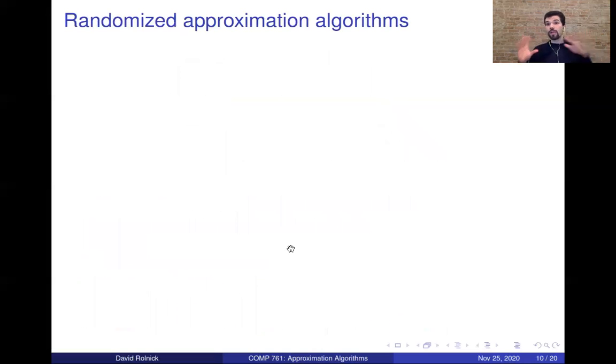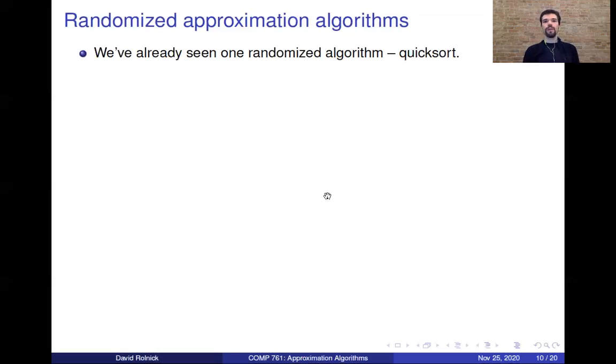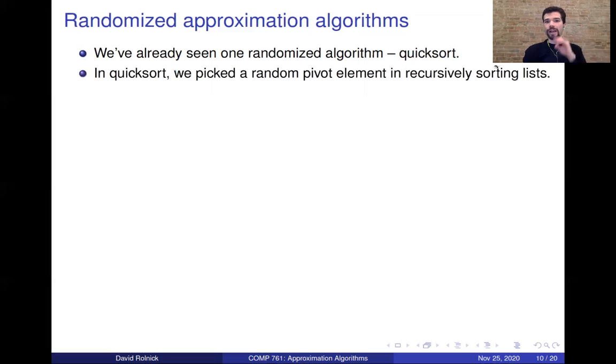So we've talked about deterministic approximation algorithms. We can also think about randomized approximation algorithms. So we've already seen one randomized algorithm, quicksort, or at least there are different ways of doing quicksort, but we saw a version of quicksort where we were picking a random pivot and recursively sorting lists. And the randomness sort of helped us do it well. So let's take a look at other random algorithms that help us solve problems fast.